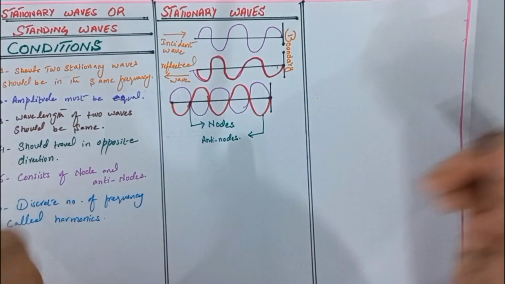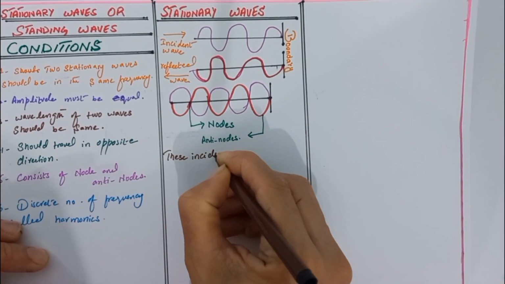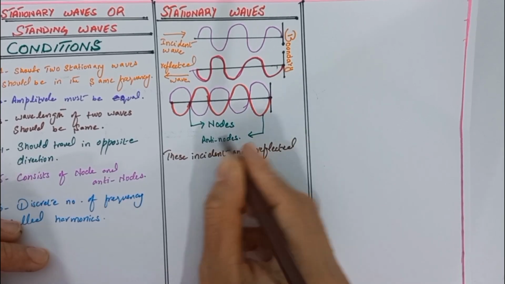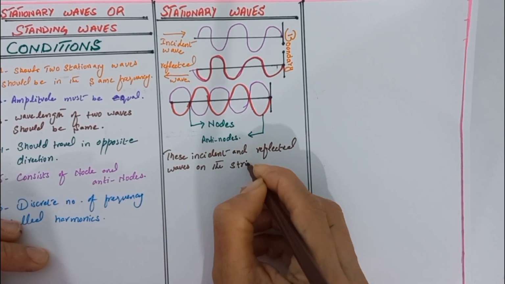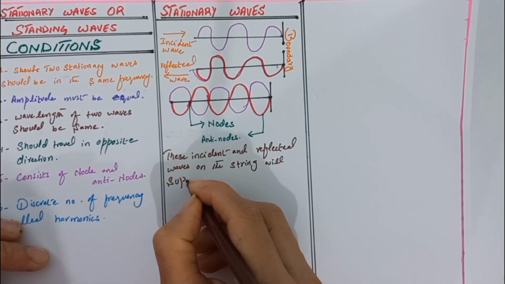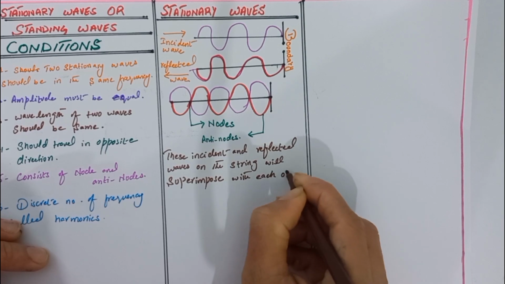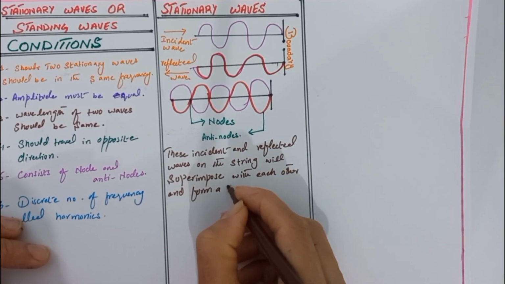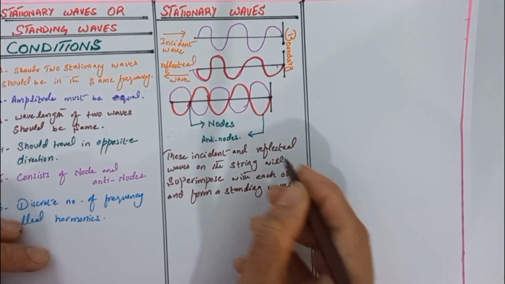So here we write that these incident and reflected waves on the string will superimpose with each other and form a standing wave.